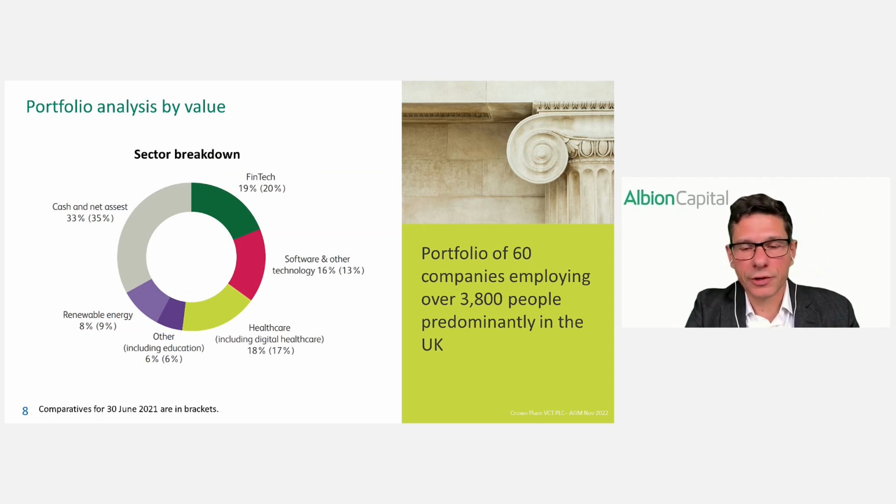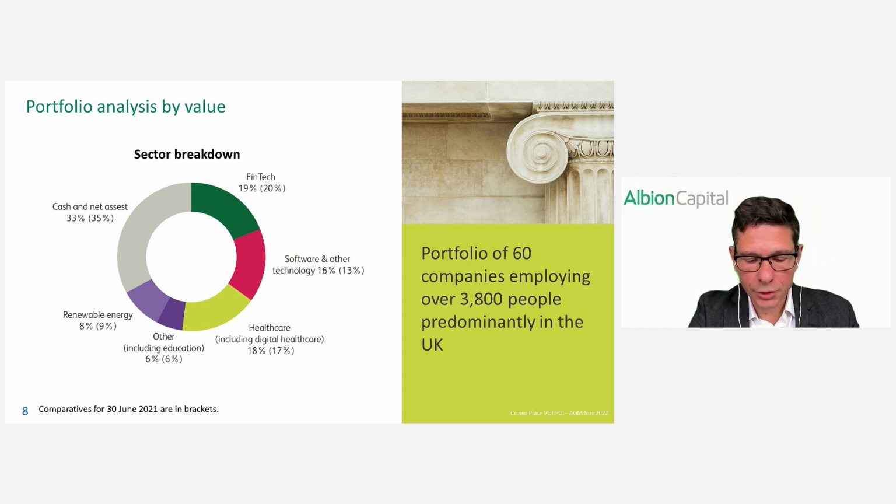Now, the portfolio of Crown Place VCT is well diversified. It contains some 60 companies employing over 3,800 people, predominantly in the UK, but not exclusively. This is exactly what VCTs are meant to be funding and supporting: UK companies growing fast. If you look at the sector breakdown by value, you will see that the biggest part of the net assets was the cash balance of approximately 33% at the year end, which gives the company the ability to continue supporting its portfolio, as well as finding and investing in new companies that will give returns over the longer term.